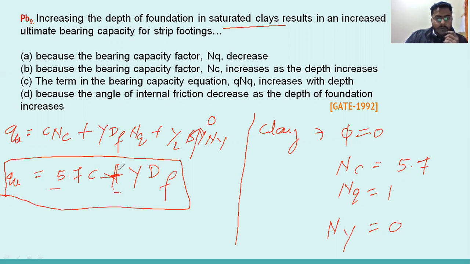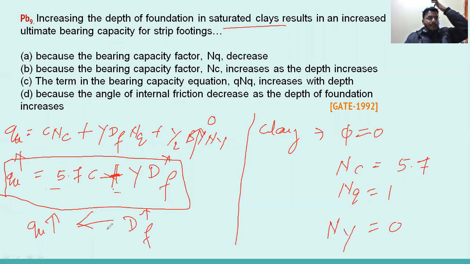Now we can select the option. The A statement is correct: if we increase the depth of foundation, DF will increase, so the ultimate bearing capacity will increase. So QU will increase when DF increases. The statement that the bearing capacity factor NQ is increasing: no, NQ is not changing, NQ is 1, so this option is not correct. Because the bearing capacity factor NC is increasing? No, these Terzaghi bearing capacity factors NC, NQ, and N gamma are not changing.